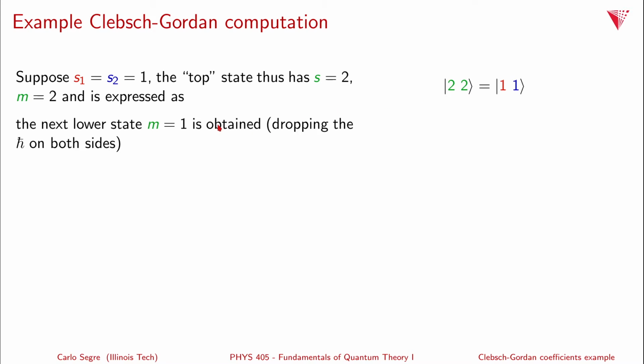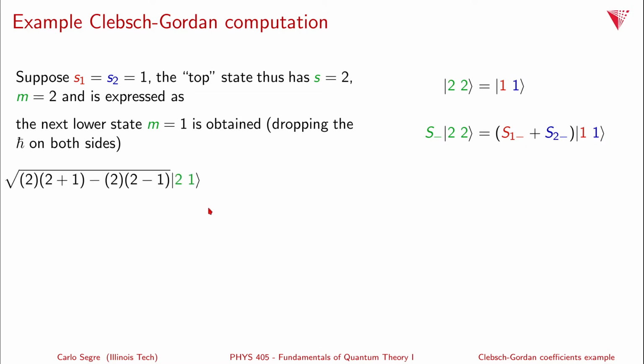The next lower state, where S equals 2 and M equals 1, can be obtained, and I'm going to leave the H bar off just to simplify things when I calculate the expectation values. So I'm going to drop off the H bar. So S minus, we're going to apply the lowering operator to the state S equals 2, M equals 2. And on the right side, that lowering operator is S1 minus plus S2 minus applied to the state M1 equals 1 and M2 equals 1.